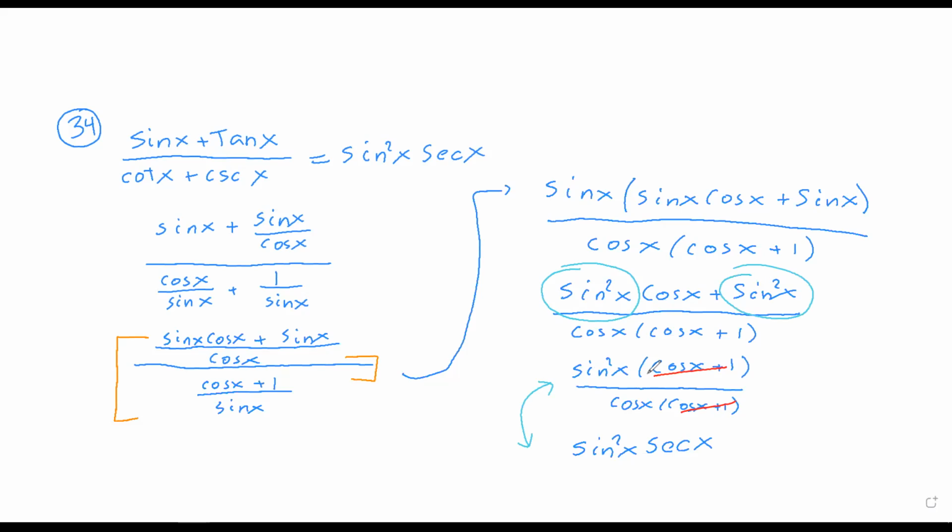And so we get this, and so the cosine of x plus 1 and cosine of x plus 1 get eliminated, and so we're left with sine squared of x divided by cosine. And so this is the same as having sine squared of x multiplied by 1 divided by cosine. And the 1 divided by cosine would be the secant.